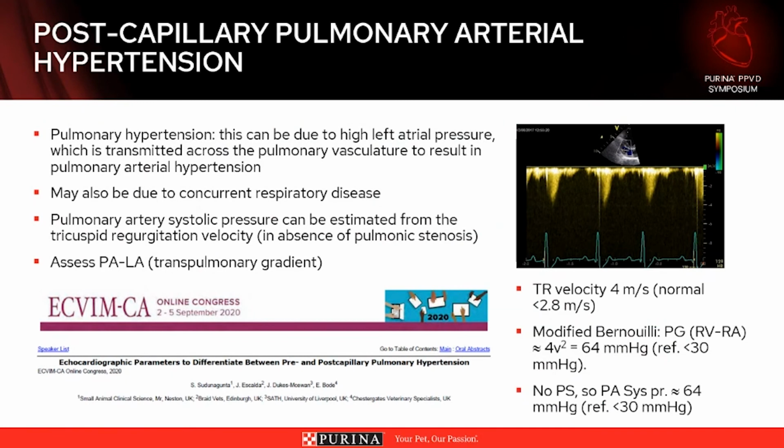So this is because the high left atrial pressure gets transmitted across the pulmonary vascular beds to cause pulmonary capillary and then pulmonary arterial hypertension. So this is called post-capillary hypertension.